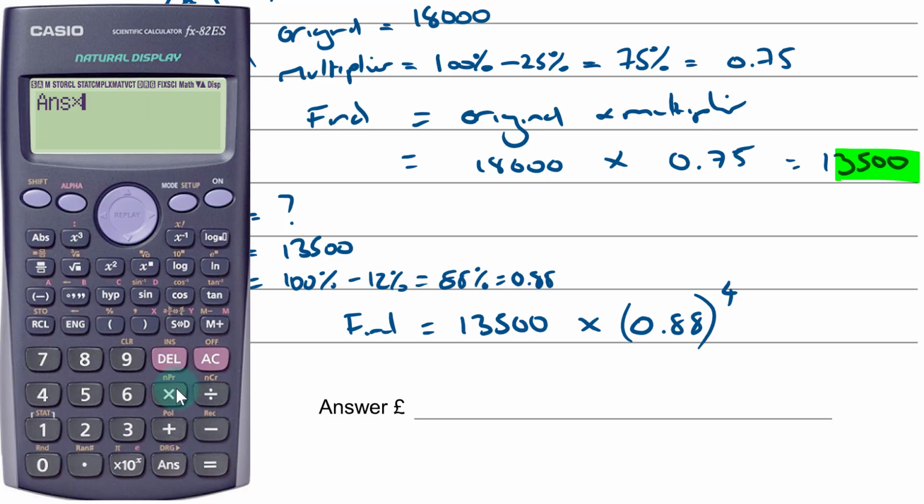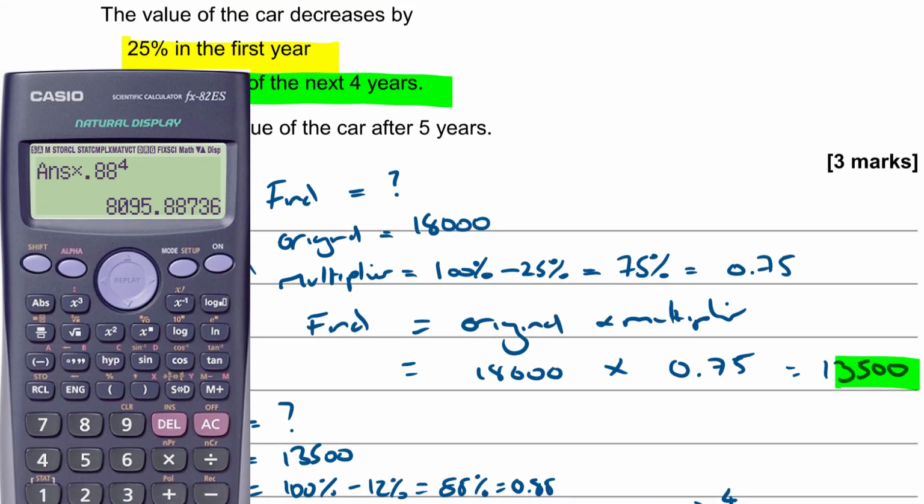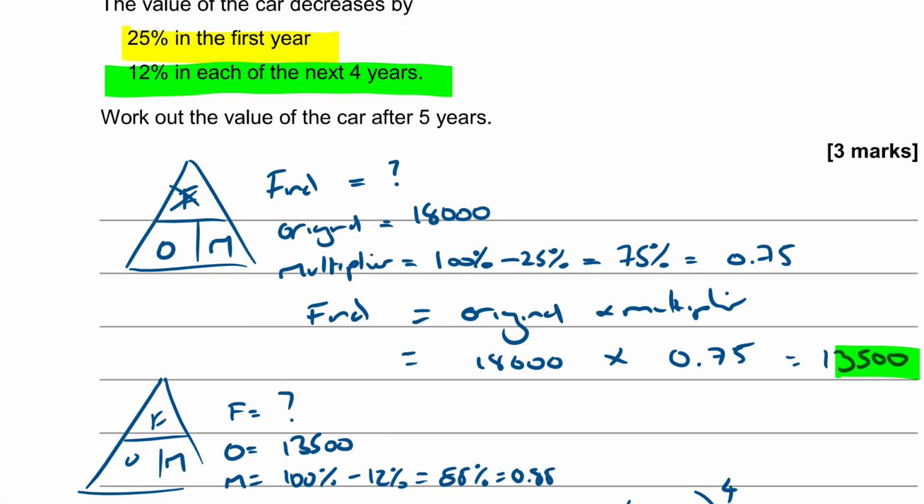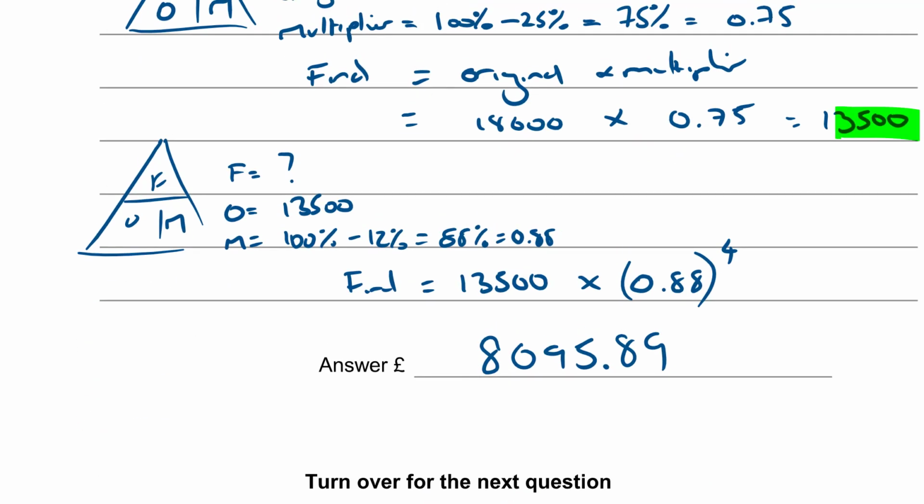So type that into the calculator: 13,500 times 0.88 raised to the power of 4 gives me £8,095 and 89 pence. Does it tell me to round it off at all? Work out the value. I'm just going to leave it like that then.